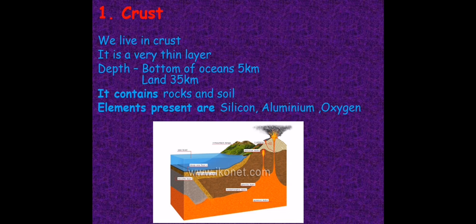Let's talk about crust. We live in crust. It is a very thin layer. Its depth from bottom of ocean is about 5 kilometers. From land it is about 35 kilometers. It contains rocks and soil. Main elements present in crust are silicon, aluminium, and oxygen.